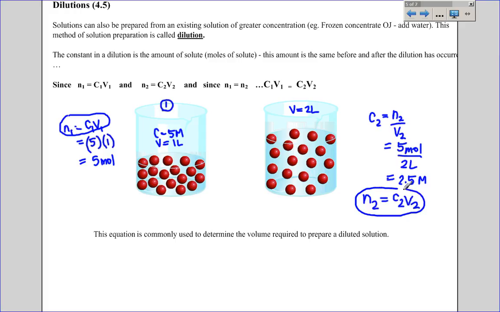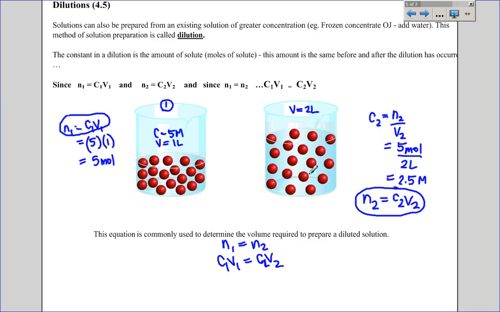Now, because we are diluting solution 1 to prepare solution 2, and the moles that we had available in solution 1 are the same moles that we have in preparing solution 2, what we know is that the number of moles in solution 1 is equal to the number of moles in solution 2, and therefore, what also must be true is that C1 times V1 must equal C2 times V2.